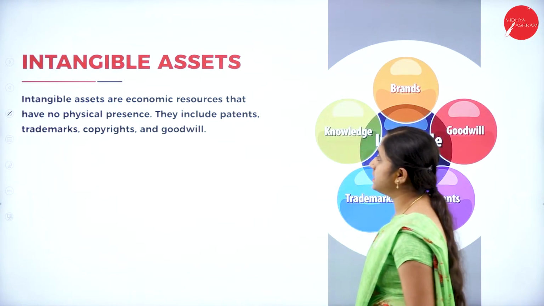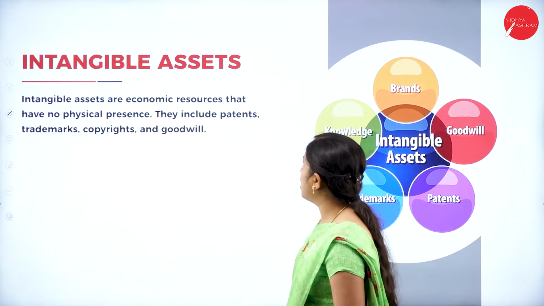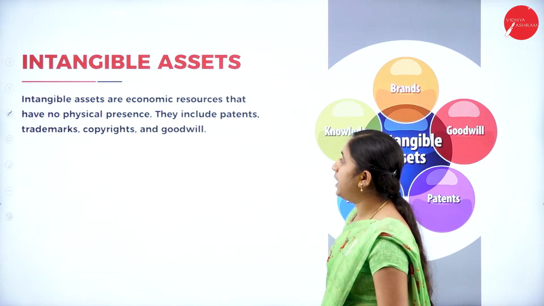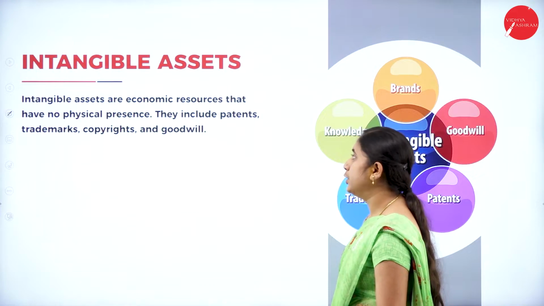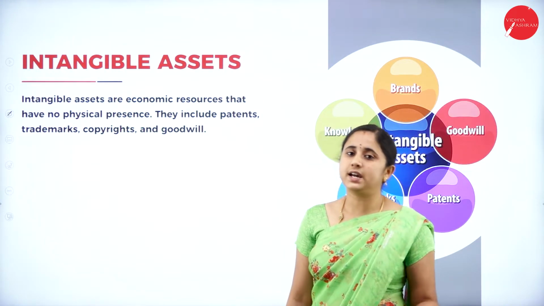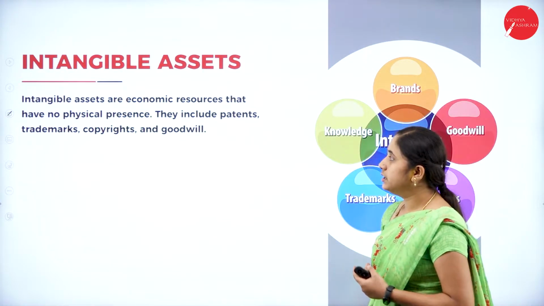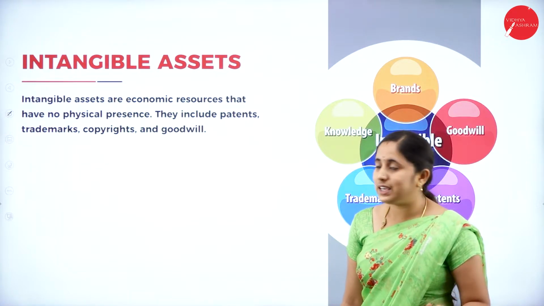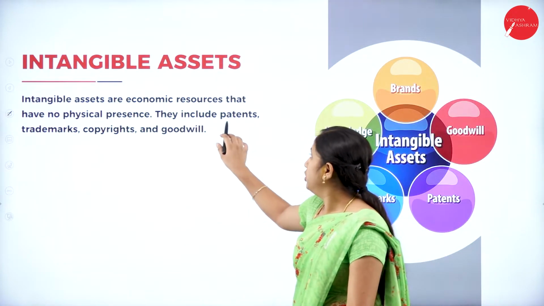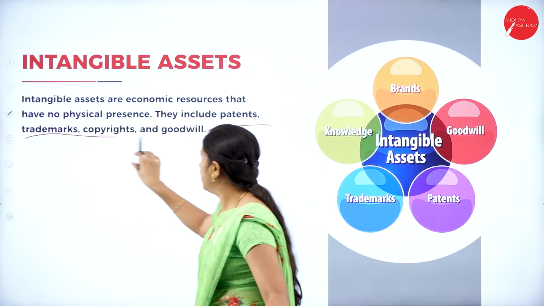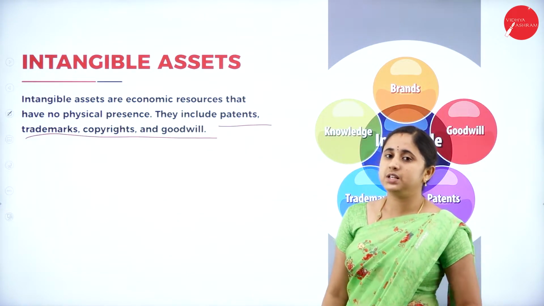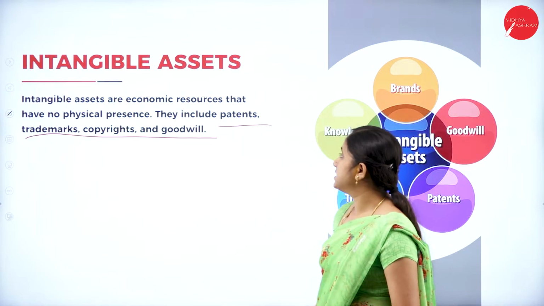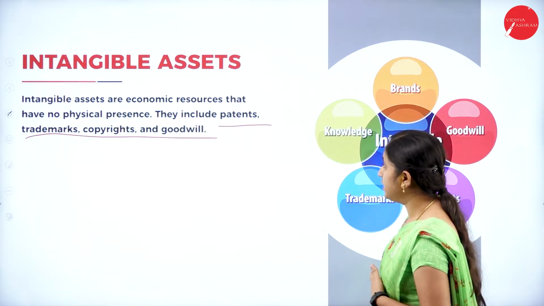Next, intangible assets. Intangible assets are economic resources that have no physical presence. They include patent, trademark, copyright and goodwill. Tangible means which we can touch. Intangible assets are economic resources which have no physical presence. We cannot see those assets. Goodwill means a good name and reputation of the company.